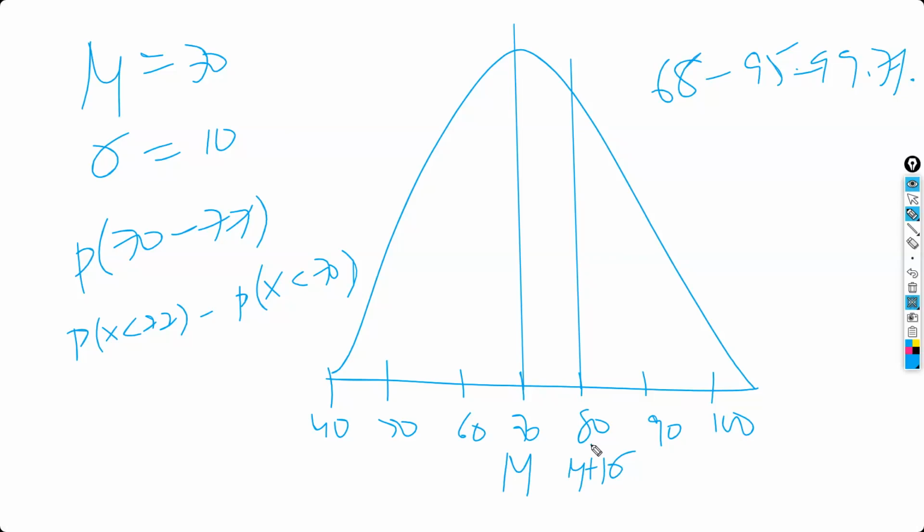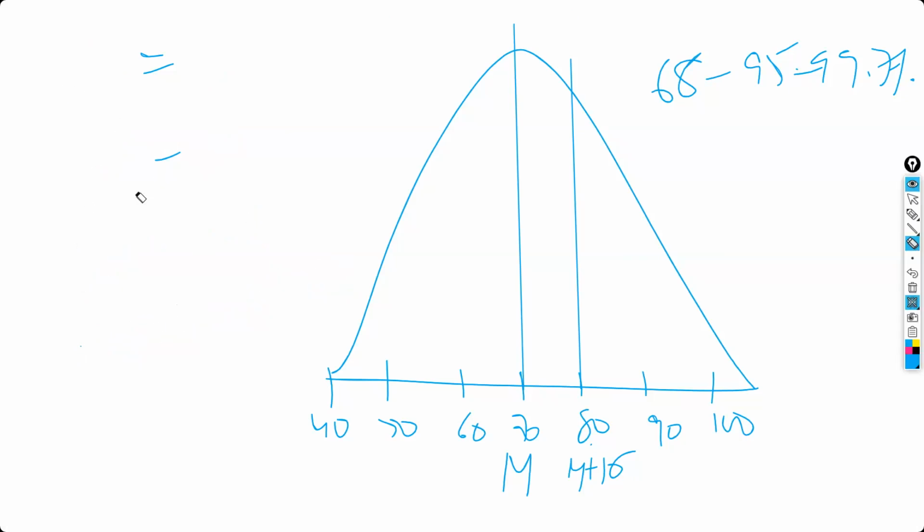Now, for the same question, tell me guys, what is the probability of x less than 70? 0.5, right? 50%. x less than 70 means 0.5, 50% of the area. Correct answer. Now, what is the probability of x less than 69?